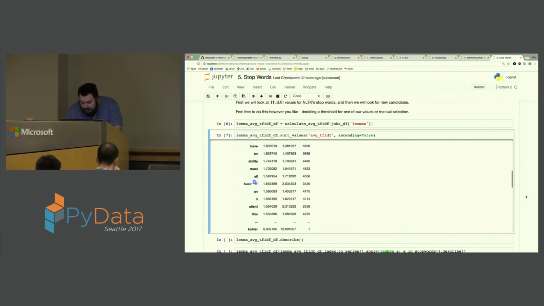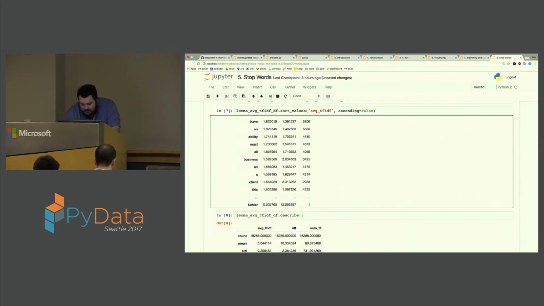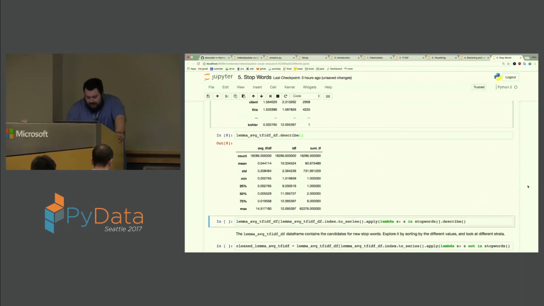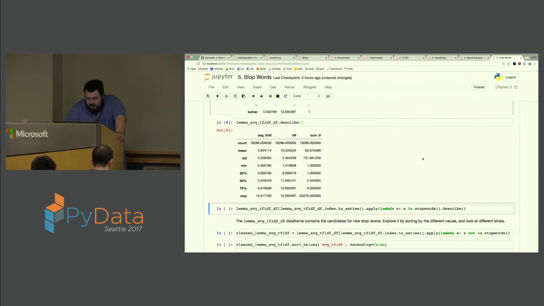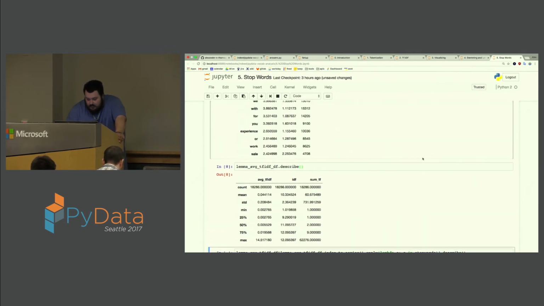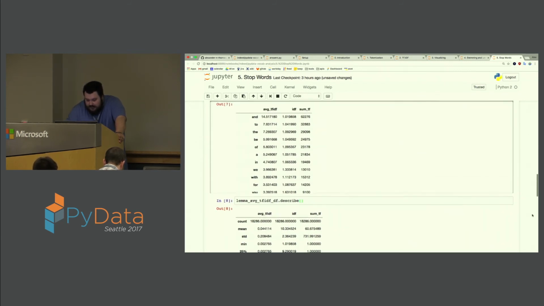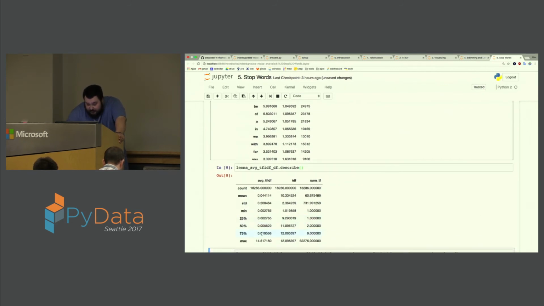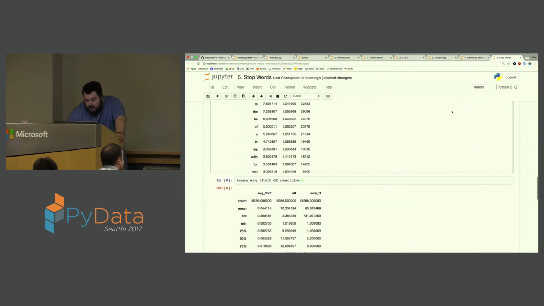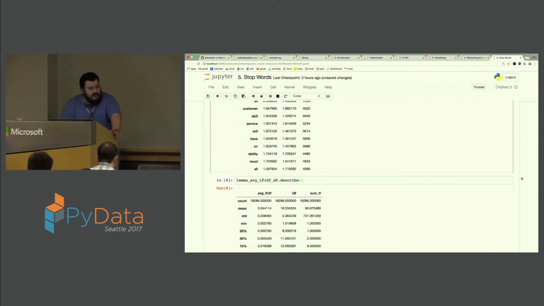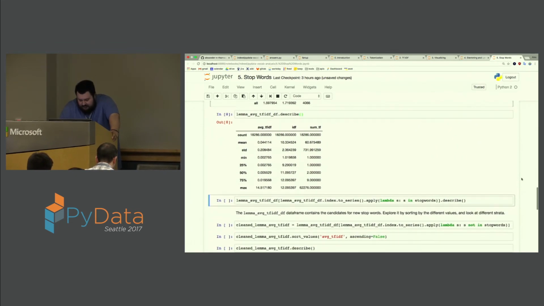Okay, so let's describe. So this is a distribution of the average TF.IDF, IDF, and some TF for lemmas. So let's look at some of these values up here. So it looks like for average TF.IDF, 75% are below 0.01. And we are looking at these ones with values above 1. So these are definitely sort of abnormal for their value of average TF.IDF.